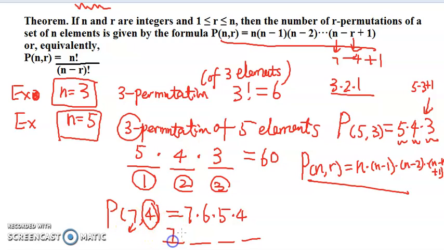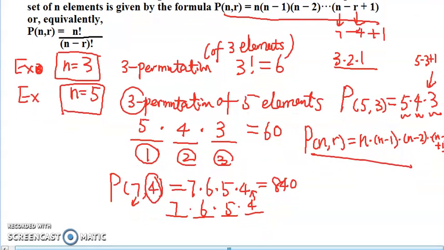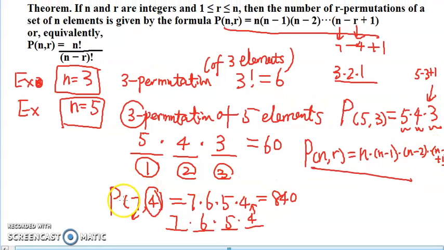So the first chair has 7 options. Second chair we have 6 options. And third chair we have 5 options. And fourth chair we have 4 options. And see, we always stop at n minus r plus 1. And we can work this out to get an answer. We have 840 different ways. You can use a calculator to do that. So this is the 4-permutation of 7 elements.